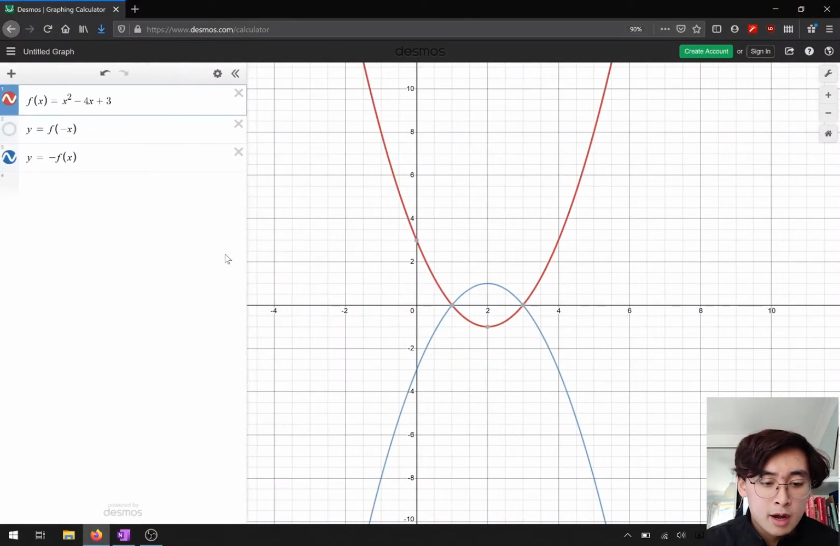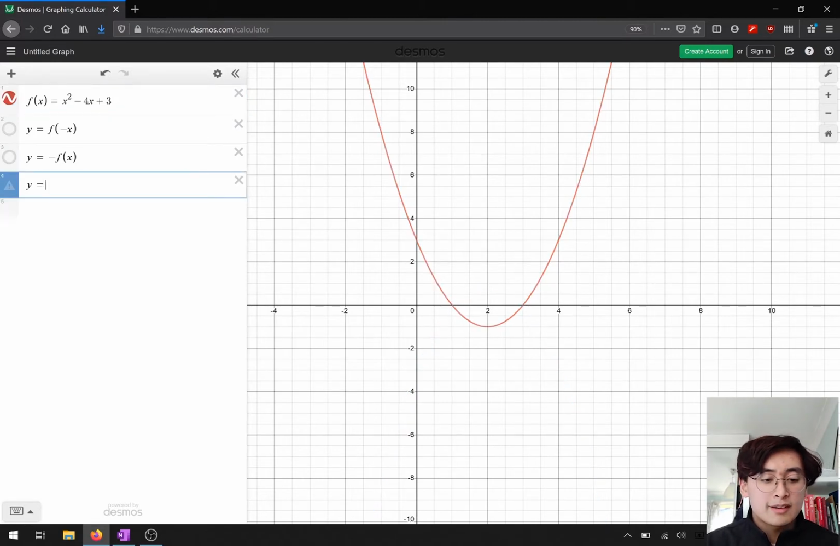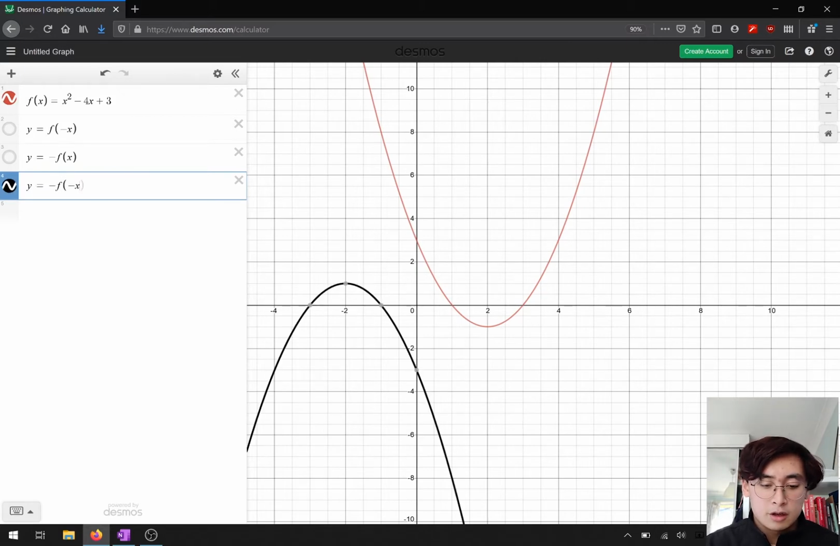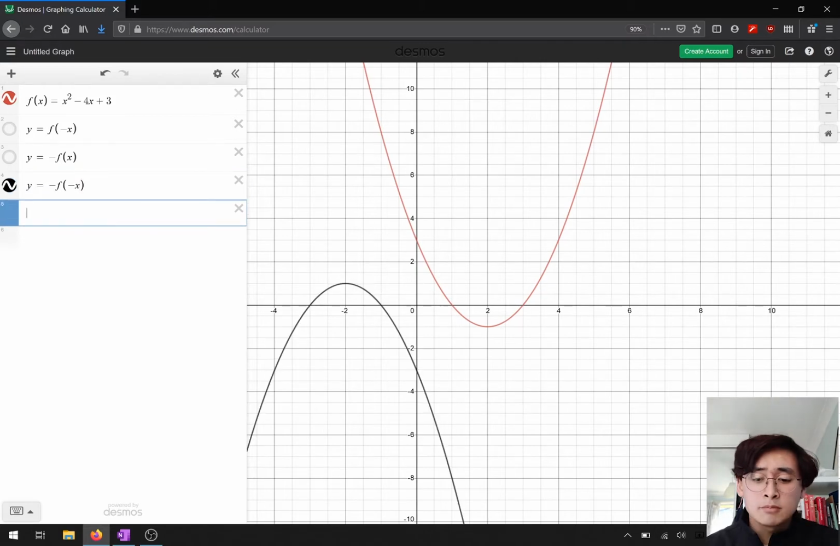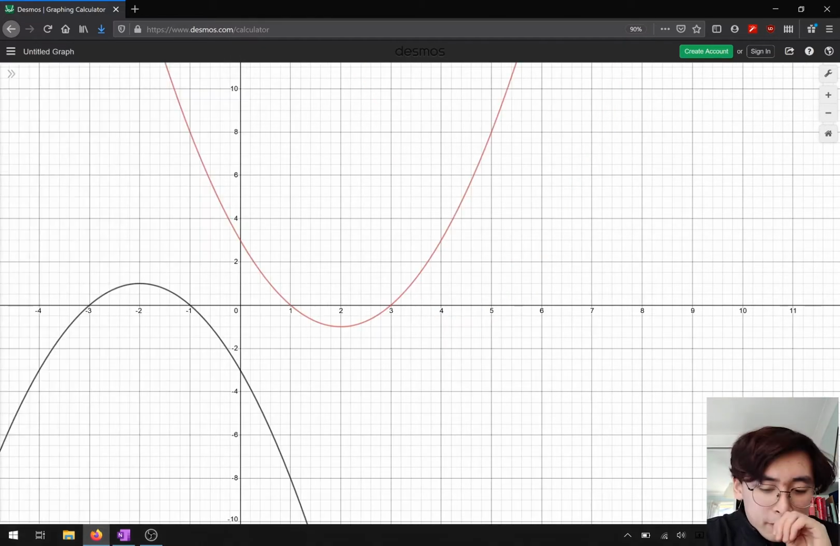So I'm going to go to my graph. I'm going to get rid of this one here. I'm going to add in a new one. So we want y is equal to negative f of negative x. Okay. This one's a little bit trickier to describe. What have we actually done here? Well, let's have a think about it. Now, we've actually applied both those transformations.